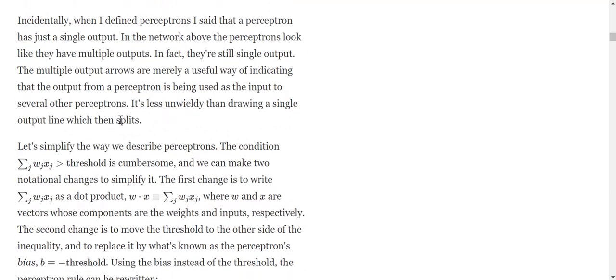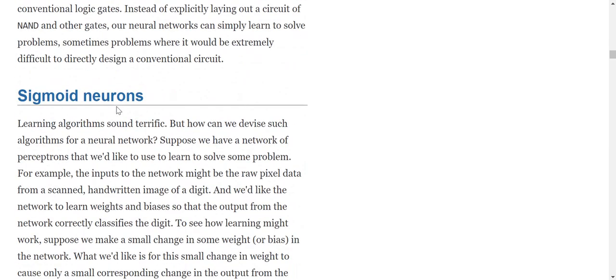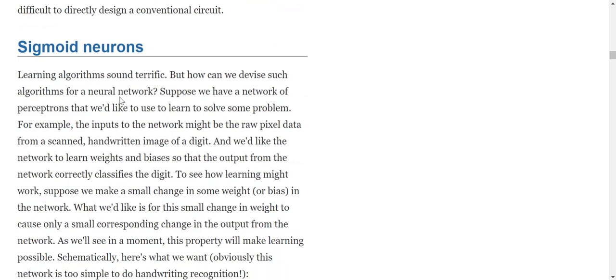Hello everyone. So we'll be continuing from where we left off. We had discussed the perceptron model and now also the analogy to the NAND gate. So now we'll be focusing on the sigmoid neurons.